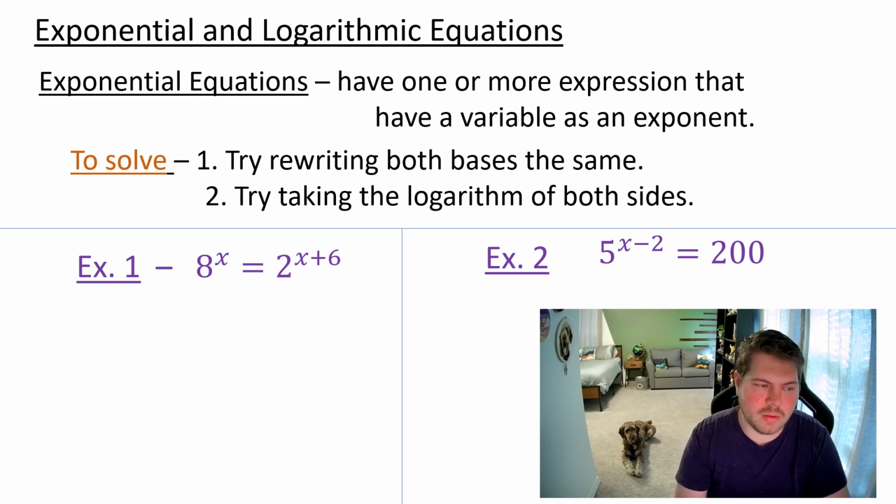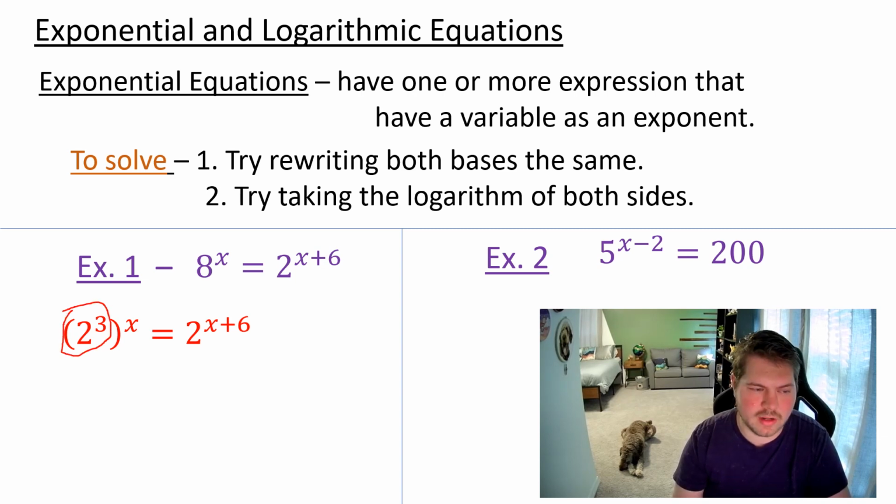But in this case, we have to solve. So you can see in example 1, we have 8 to the power of x equals 2 to the power of x plus 6. Now, to be able to solve this, we have to think a little bit outside of the box. You have to consider that 8 is the same as 2 to the power of 3, right? And this works really well because now we can solve for our exponents. Because 2 to the power of 3x is now equal to 2 to the power of x plus 6.